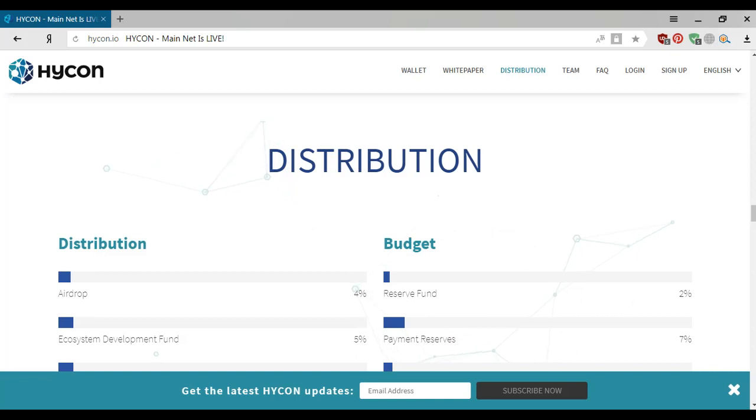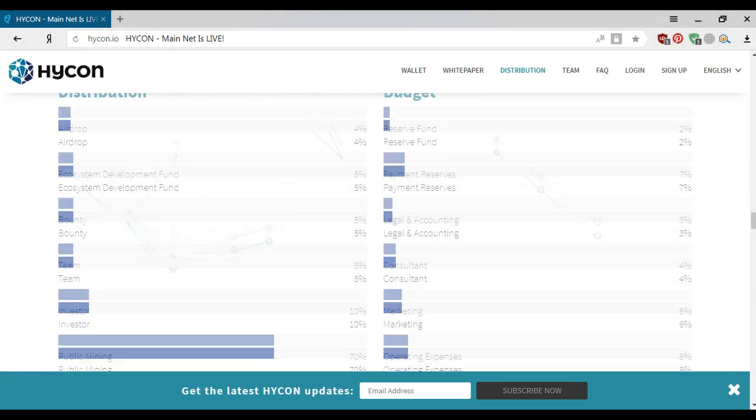The Hycon ICO is the first phase of the roadmap, with the Infinity platform being second and the Infinity decentralized exchange being third. Their site explains in detail how the rest of the token will be allocated, with research and development taking up the biggest share of the remaining 3 billion tokens. So as you see, research and development has more than half of the budget.